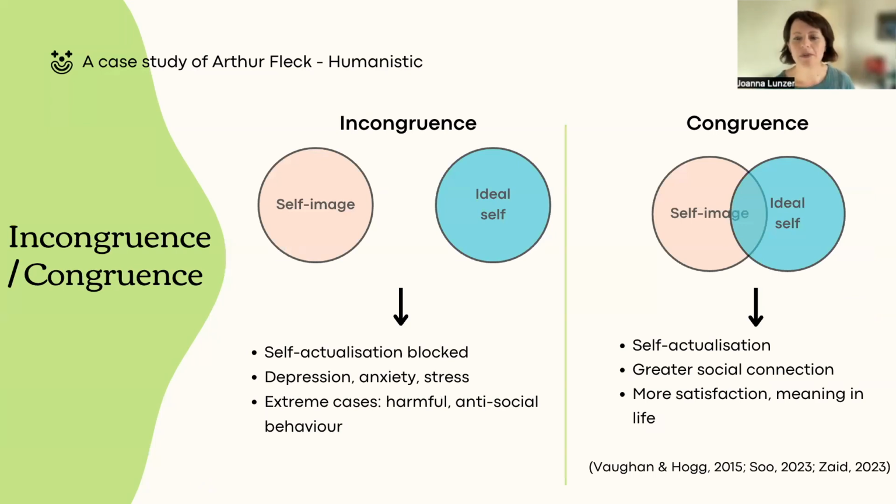According to Rogers, people who have developed more extreme conditions of worth, like Arthur, perceive a wide gap between their self-image and their ideal self, referred to as an incongruence. They make choices to suit others and become increasingly alienated from their real selves. And they're unable to self-actualize, which can lead to depression, anxiety, stress, and in extreme cases, harmful or antisocial behavior. In contrast, congruence allows us to self-actualize and achieve our full potential. We feel more connected socially and feel more meaning and satisfaction with life.